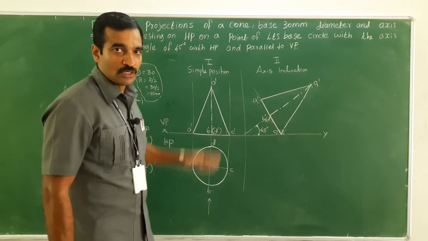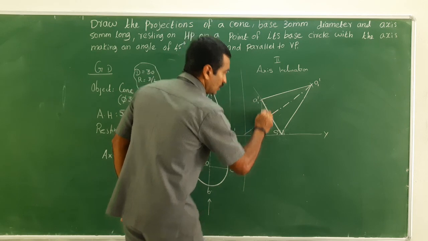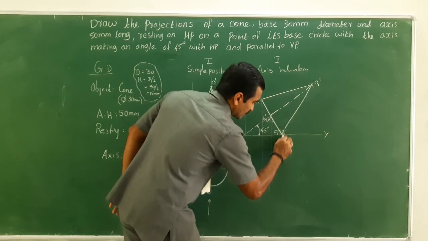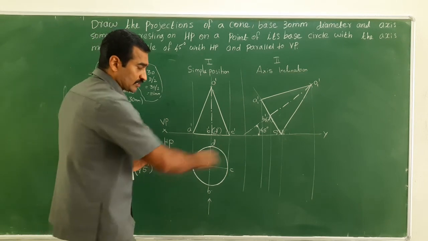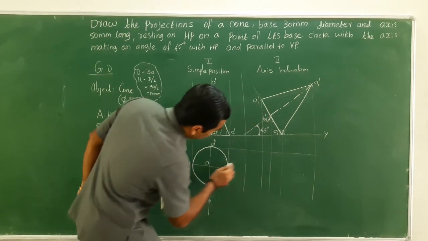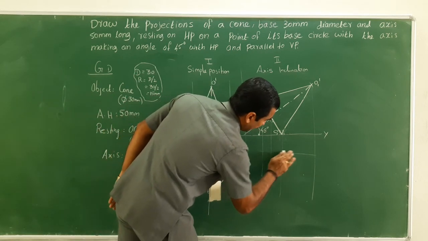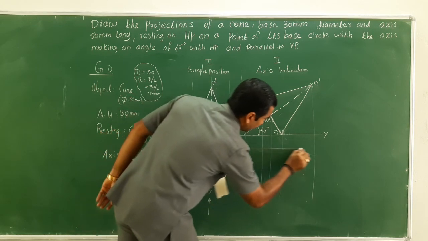Then what about the final top view? What do you have to do? You will have to simply take the projectors from the front view, projectors from all the points, and horizontal projectors from the top view, the initial top view. Draw a line which should be parallel to the reference line.